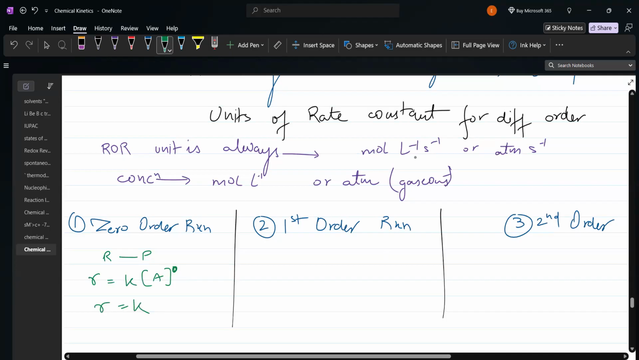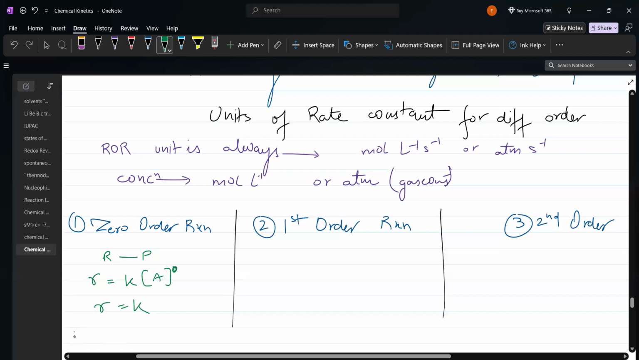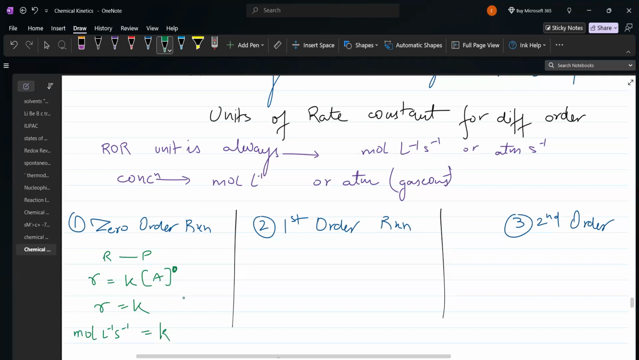What is the unit of rate of reaction? Mole per liter per second. So here the unit of K will also be mole per liter per second. If the K unit is already given as mole per liter per second, then it will be a zero order reaction. No need to further solve the question. Just mark the answer and move on.